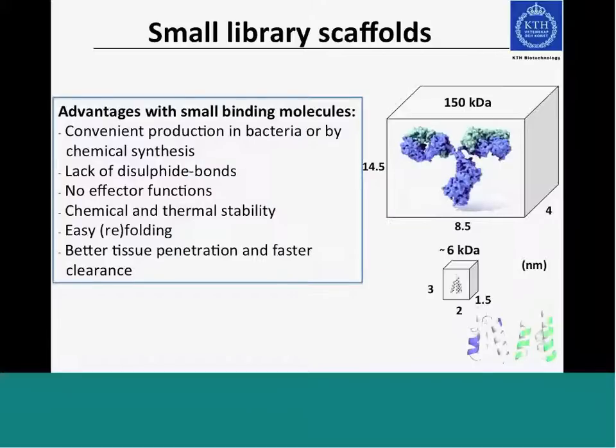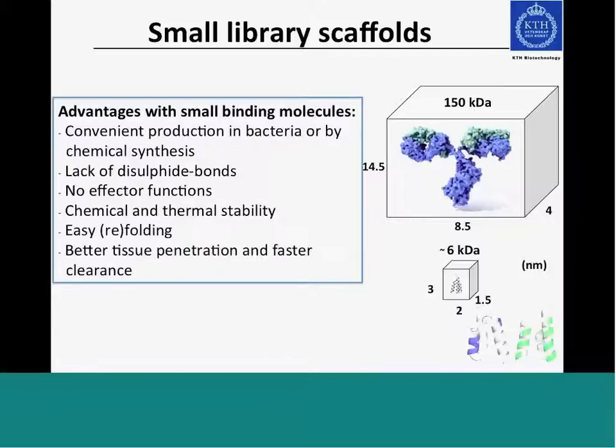So there are many advantages of using smaller binding proteins instead of antibodies. One thing is that they are more easily produced. You can more easily produce them using recombinant methods and produce them in bacteria or even by synthesis. Normally, if you choose a scaffold for this purpose, you normally choose something that doesn't contain cysteine, since you don't want to get dimerization and limited control due to formation of disulfide bonds.